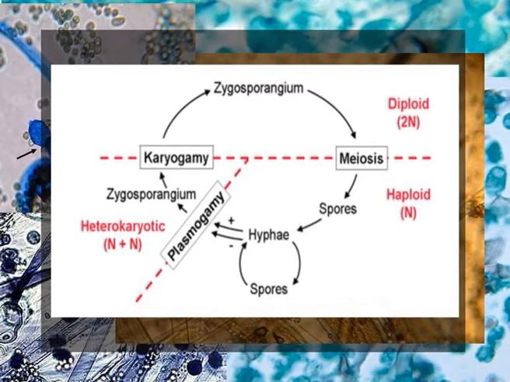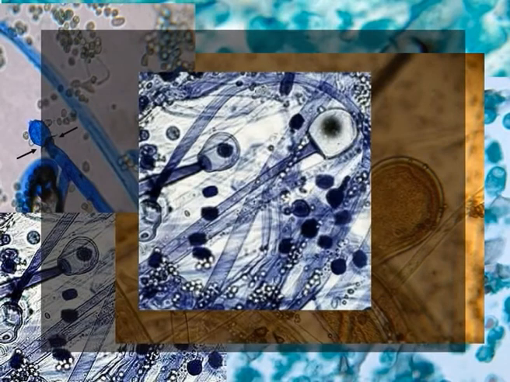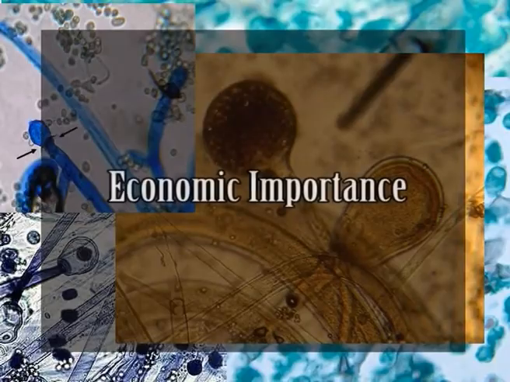Dimorphic Mucor species are capable of growth as either a septate filamentous mycelial form or as a yeast-like form. The gaseous atmosphere constitutes a pivotal factor in determining the type of the form. The hyphal form predominates when conditions are aerobic, whereas strict anaerobic condition is required for the development and maintenance of the yeast-like form. Now, economic importance.